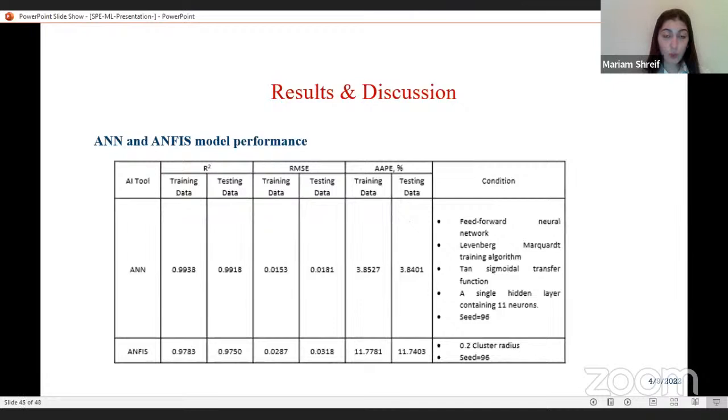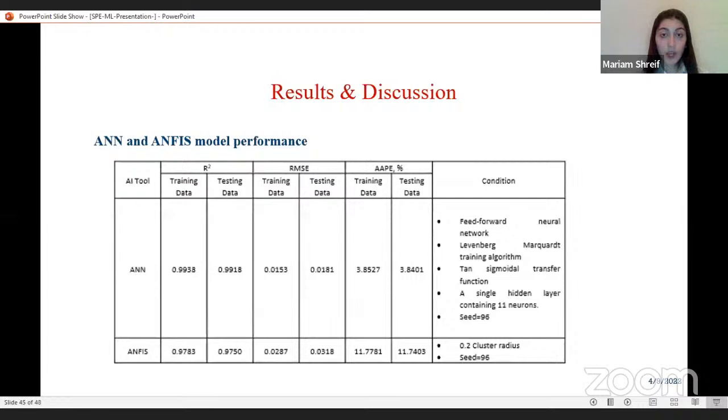So in summary, we use the feed-forward neural network for ANN. We use the Levenberg-Marquardt training algorithm. We use the tan sigmoid transfer function and a single hidden layer containing 11 neurons. For the ANFIS model, we use the cluster radius of 0.2. So comparing the model performance of ANN and ANFIS, the root mean squared error for the ANN training data was 0.0153, lower than that of the ANFIS training data, which was 0.0287.